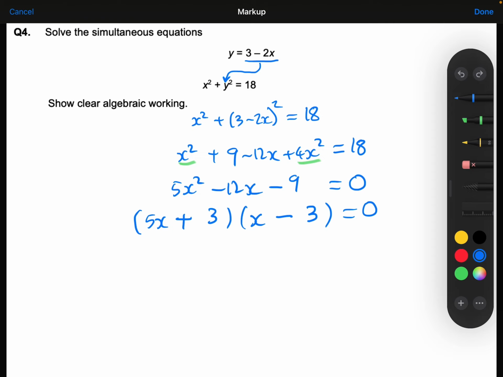Which means that I can now read off my solutions. So x will equal either minus 3 over 5, or minus 0.6 if you prefer to work with decimals, or x is equal to 3.